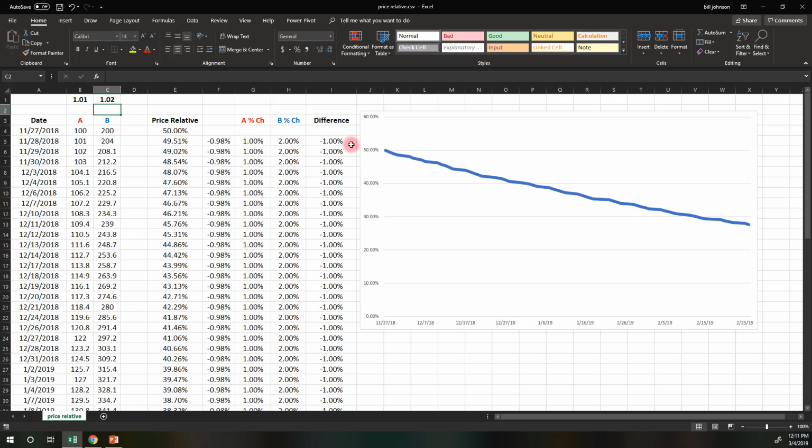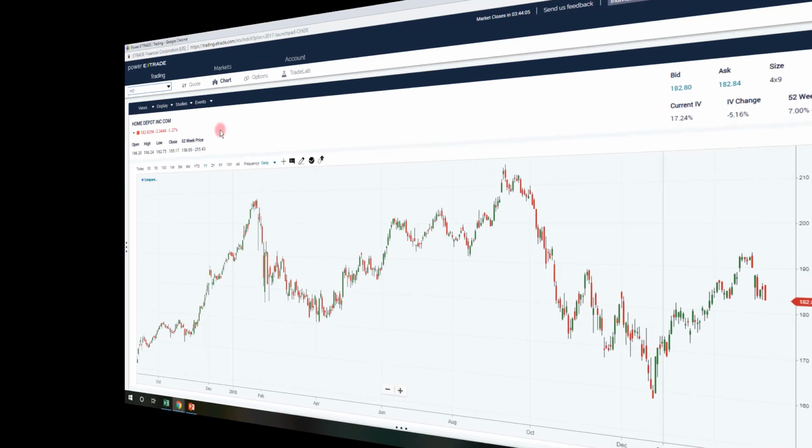The main thing I want you to understand is that when you see your graph falling like this, don't assume that the stock prices are necessarily falling. Both prices could be rising, but if your stock is rising at a slower rate than the comparative stock, then you will see this graph go down. So let's go over to the E-Trade platform and take a look at the price relative index in action.